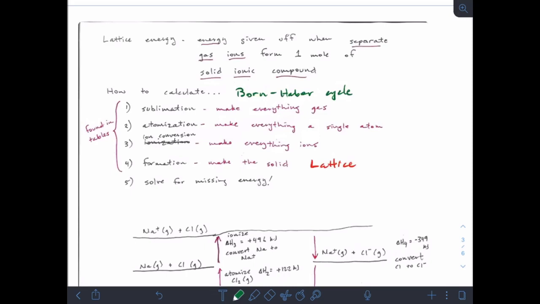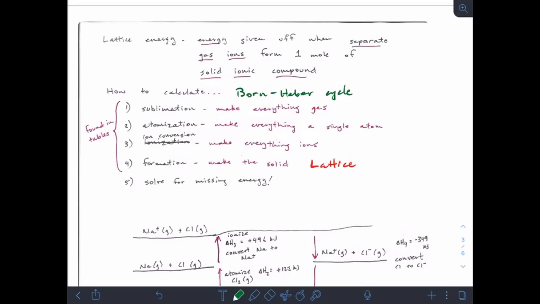So we're not going to expect you to do any of this, but I want to show it so that you can get an idea of where lattice energy fits into the forming of an ionic substance. Our first step in the process is sublimation. I need all of my compounds to be in the gas state. The next step is atomization. So I need to make everything into a single atom.